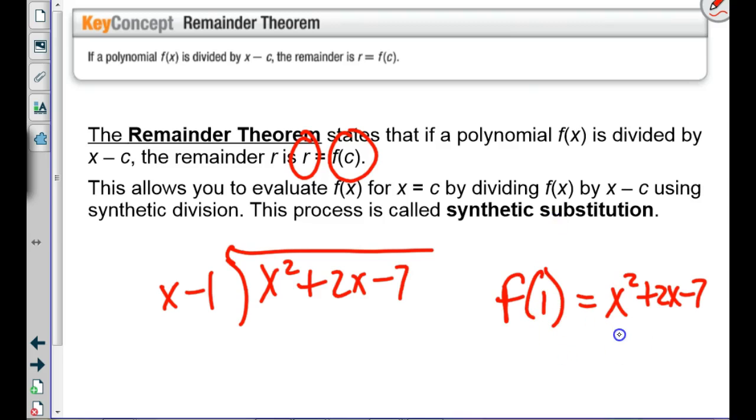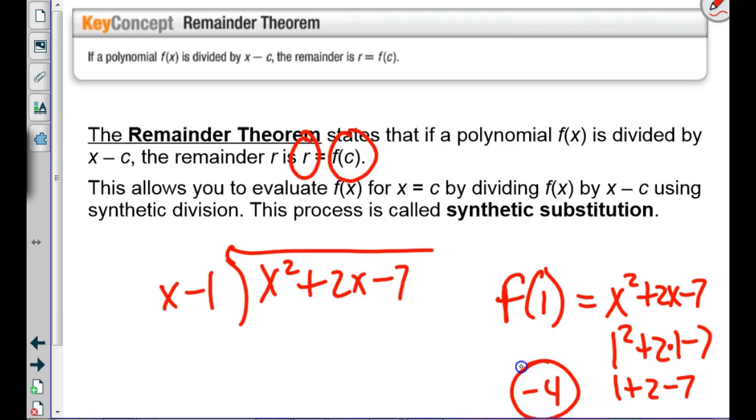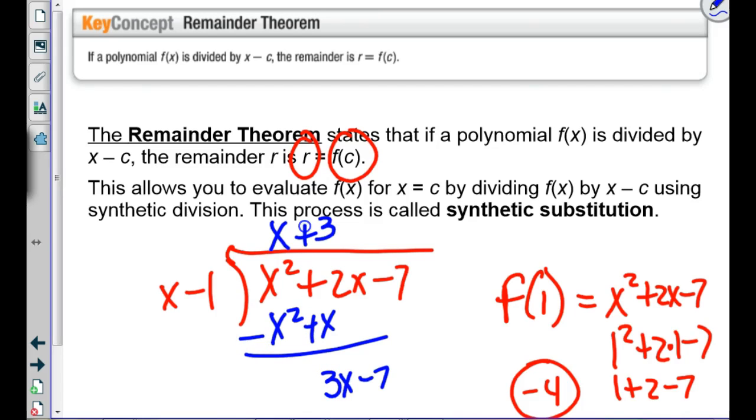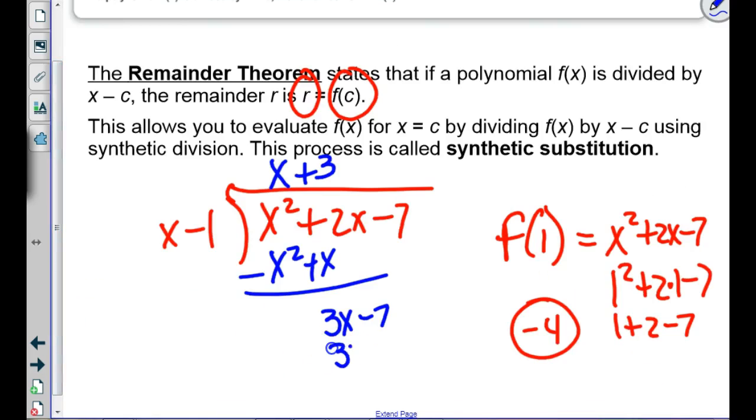All right, so if I wanted to find f of 1 here, I'd go 1 squared plus 2 times 1 minus 7. So I'd have 1 plus 2 minus 7, which is negative 4. Did I do that right, guys? Okay, so that's predicting the remainder that I would get here. If I went through this real fast, I'd multiply by x, so I'd get x squared minus x. I'd subtract these. I'd have 3x minus 7. I'd multiply by 3. I'd get 3x minus 3, change my signs, and my remainder would be negative 4.